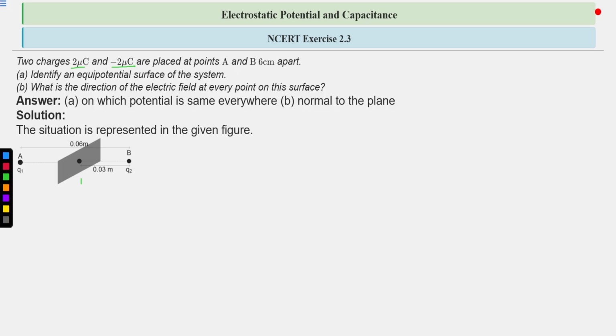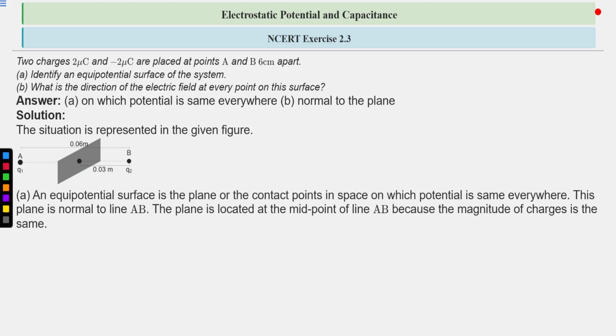For a dipole there is an equatorial plane which passes through the midpoint of the dipole and is perpendicular to this line AB, where potential due to both the charges is 0 everywhere. So this is considered as an equipotential surface where potential is 0 everywhere. Okay, so this plate which is perpendicular to AB is considered as the equipotential surface. An equipotential surface is the plane or the set of points in space on which potential is same everywhere. This plane is normal to AB.